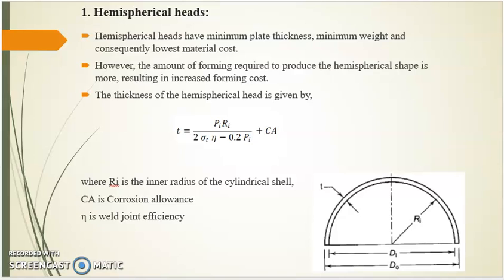The thickness of the hemispherical head is given by T = Pi × Ri / (2 σT η − 0.2 Pi) + Ca, where Ri is the inner radius of the cylindrical shape, Ca is the corrosion allowance, and η is the weld joint efficiency. This is the hemispherical head, where Ri is the inner radius of the cylindrical shape, Di is the inner diameter, Do is the outer diameter, and T is the thickness of the hemispherical head.